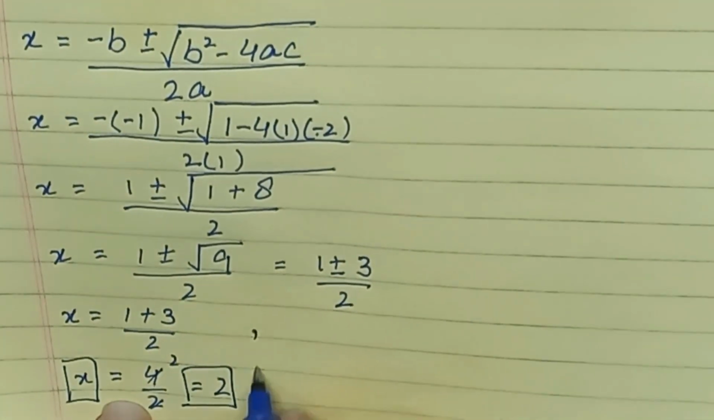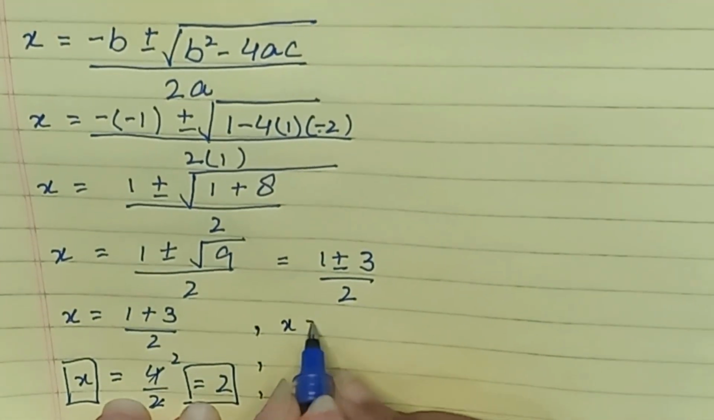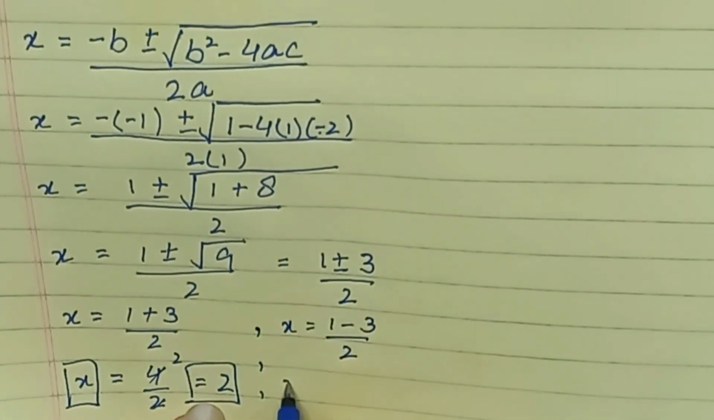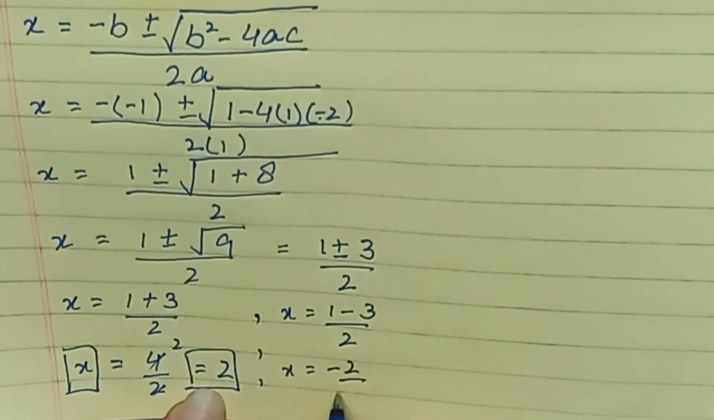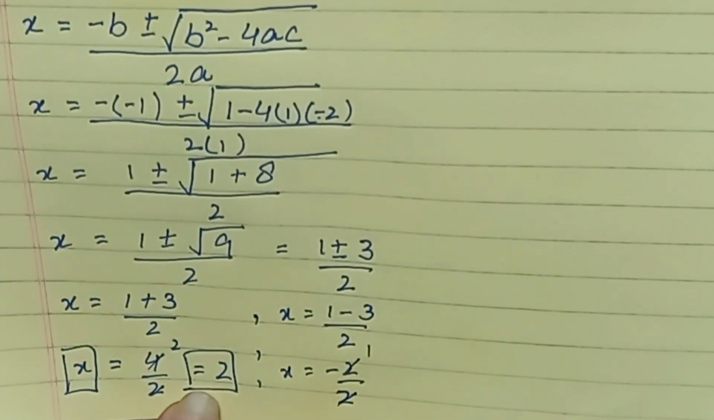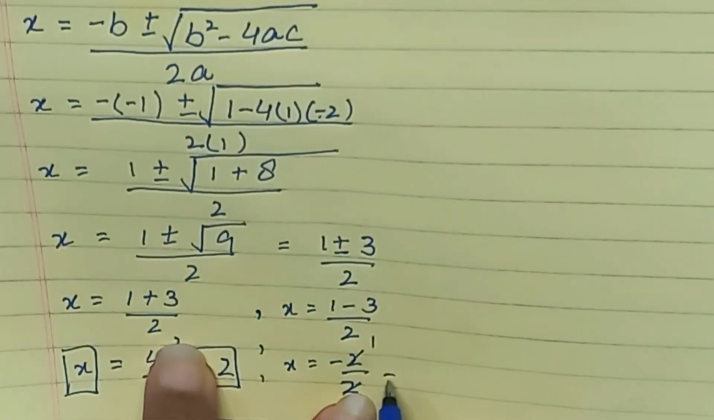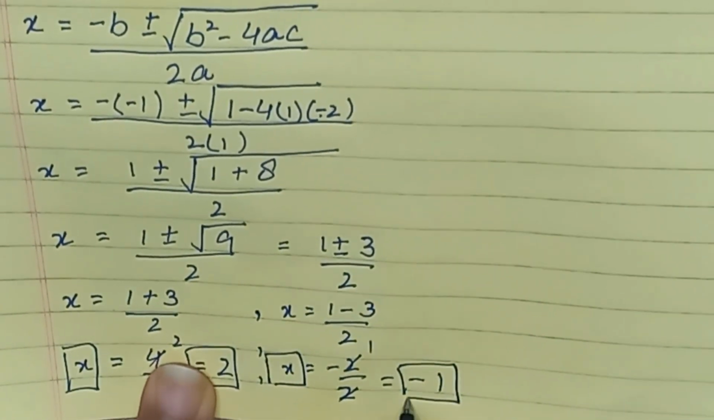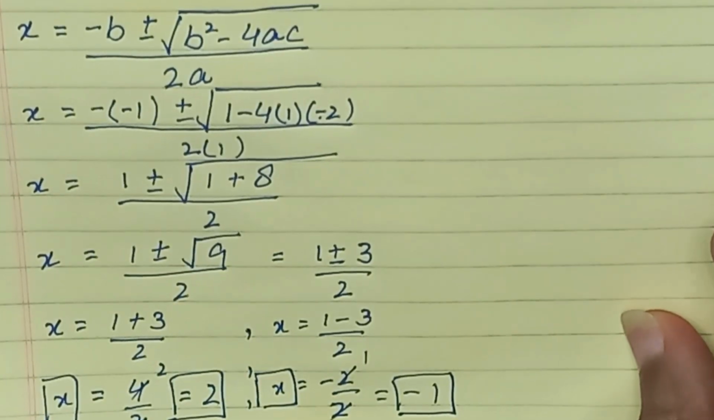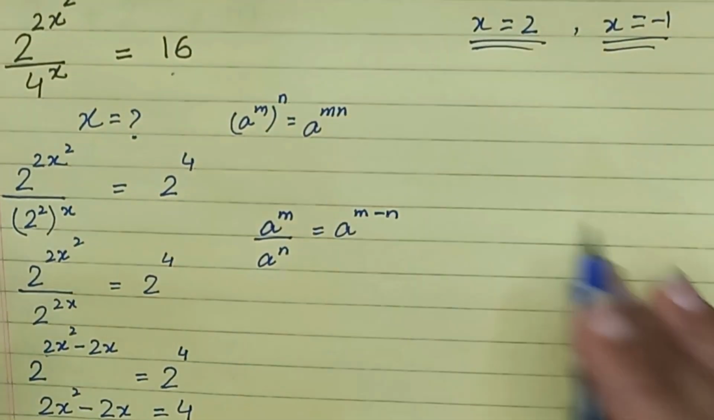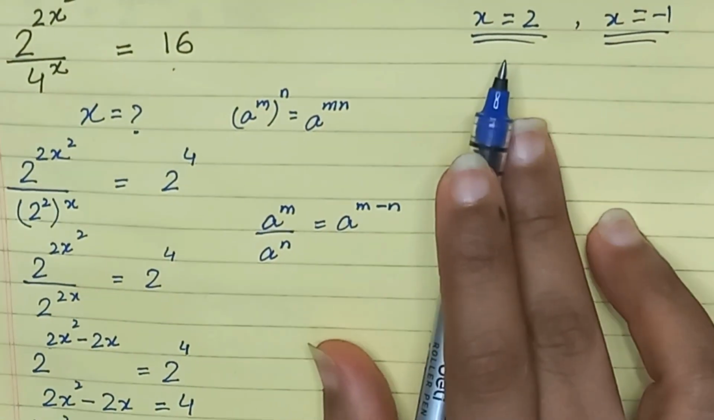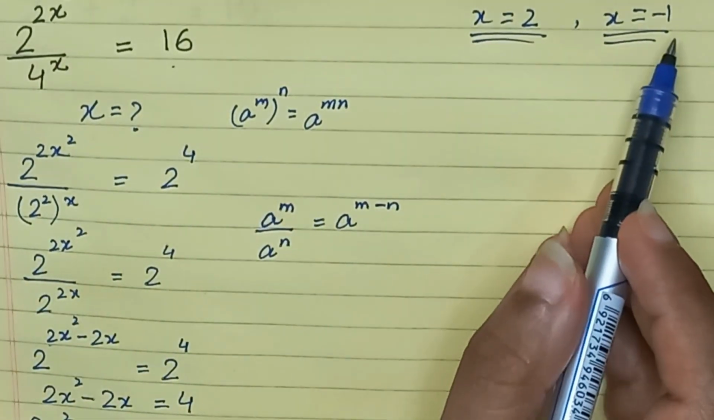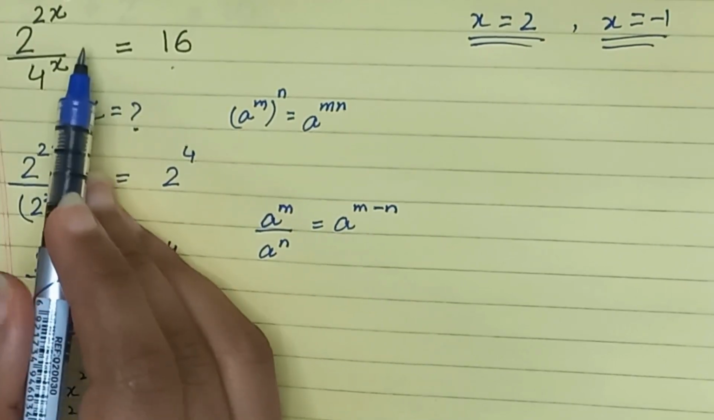And from here x is equal to 1 minus 3 divided by 2. So x is equal to minus 2 divided by 2, and 2 times 1 is 2. So from here x is equal to negative 1, and the second value of x is -1. We have two values of x which are 2 and -1. Now we will check that these two values of x satisfy our given equation.